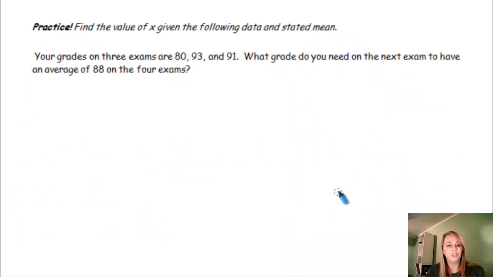All right, now it's time for you to practice. You need to find the value of x given the following data and the stated mean. So here's your 3 exams that you've already taken. You got an 80, a 93, and a 91. What grade do you need on the next exam to have an average or mean of 88 on all 4 exams? So set up how you would figure out the mean, plug in everything that you know, and put an x for the thing you don't know.